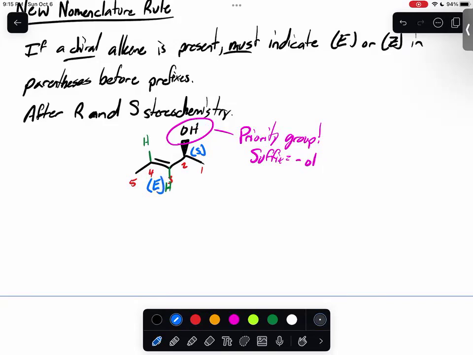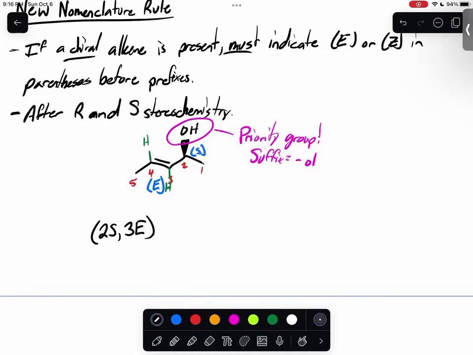So what this is going to look like is in our actual name for this molecule, we're going to have first, because the E or Z comes after R and S stereochemistry, we're first going to list the stereochemistry of the alcohol, right? It is on carbon 2 and it is S. Okay? Next up, we're going to have our alkene stereochemistry, right? Because it's a chiral alkene. It starts on carbon 3, and it is an E alkene, so it's 3E.